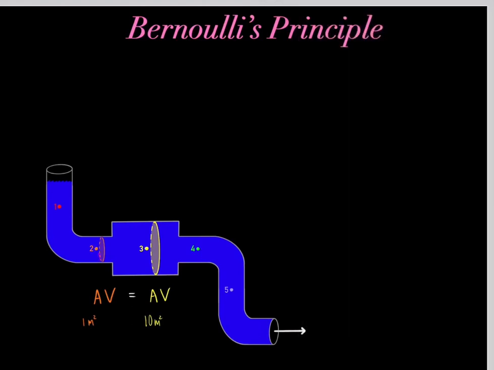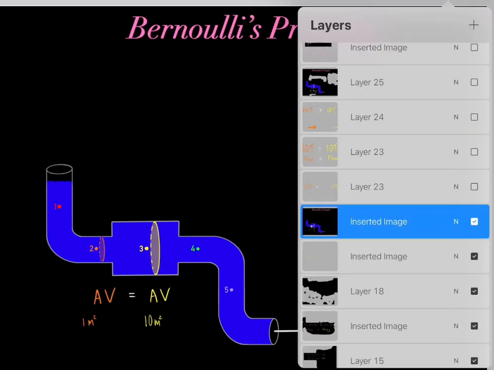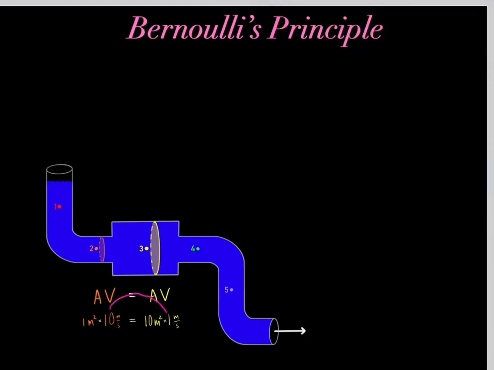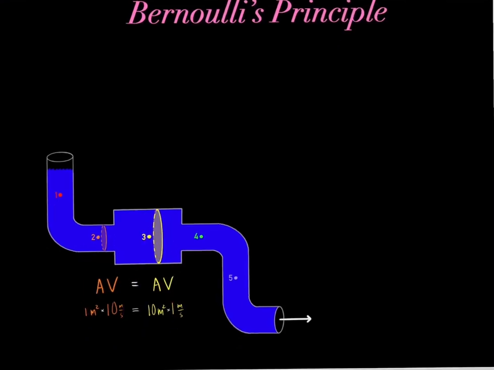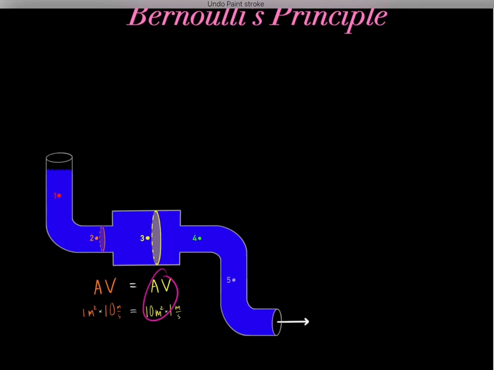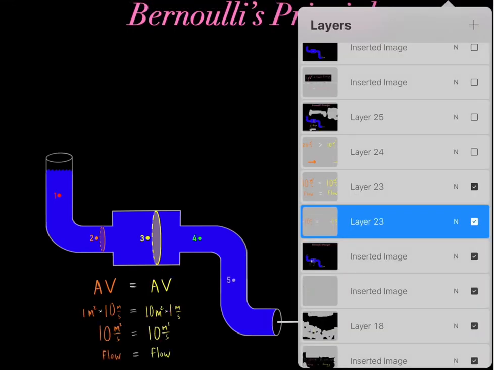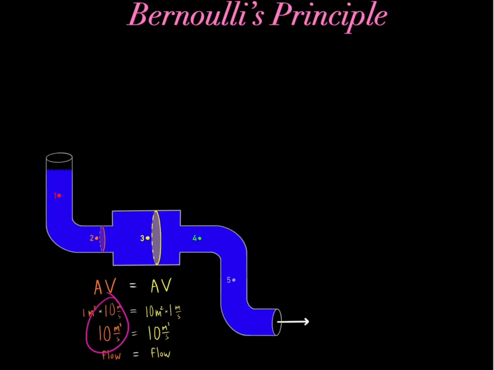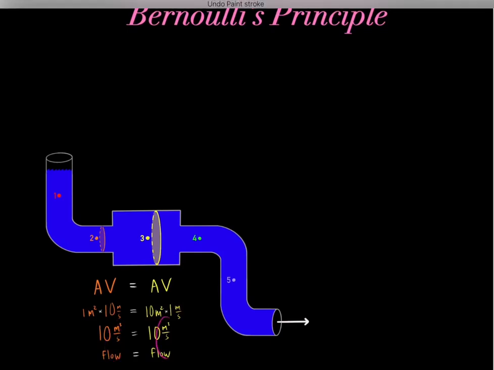For example, let's say the cross-sectional area of this region is 1 meter squared. However, let's say the cross-sectional area at this region is 10 times greater, 10 meters squared. Well, if the cross-sectional area is 10 times greater at this point 3, therefore the velocity must be 10 times smaller, because that's the only way for these two products to equal each other. So if we were to find the product of these two terms, we would get 10 meters cubed per second.